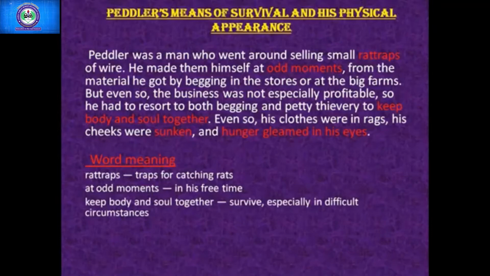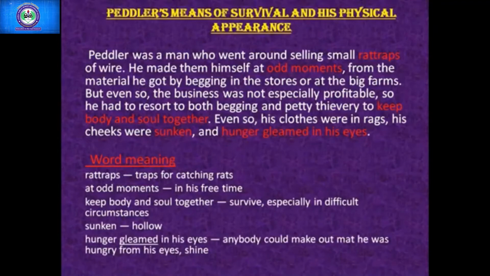Even so, his clothes were in rags, his cheeks were sunken, and hunger gleamed in his eyes. Cheeks were sunken means cheeks were hollow because of hunger. Actually, the gleam means shine. Hunger gleamed in his eyes means his eyes looked very hungry.